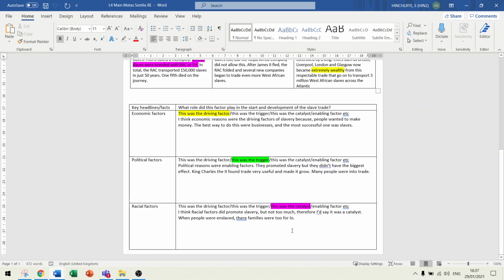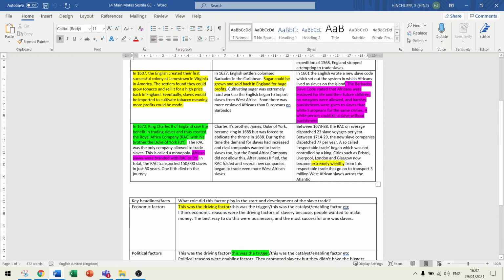And I think it's a really good point, particularly with the Barbados Slave Code, and he's mentioned that a little bit, talking about future children would be slaves as well. So really excellent, guys. Really fantastic work. Thanks, Mrs. Green, for sending that through to me from Matas.